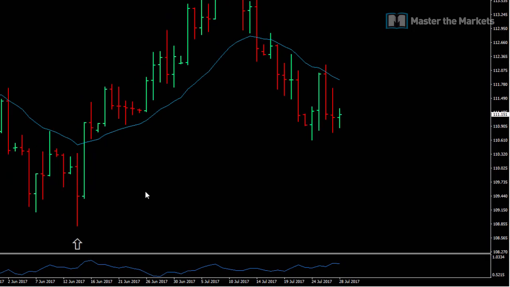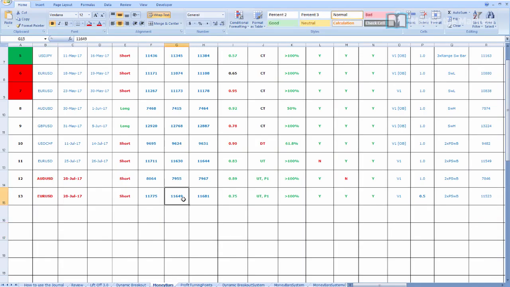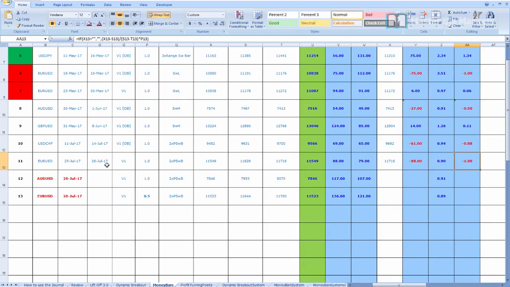So that's all fine. Then carrying on after the profit turning points, on money bars, which enters even earlier than profit turning points, we also took another hit on 25th July and 26th. It got out on the next day itself, minus 88 pips.